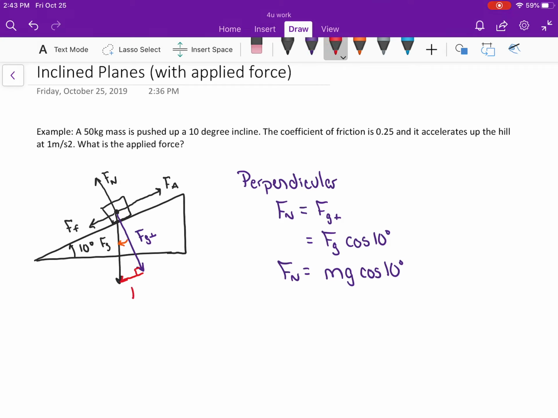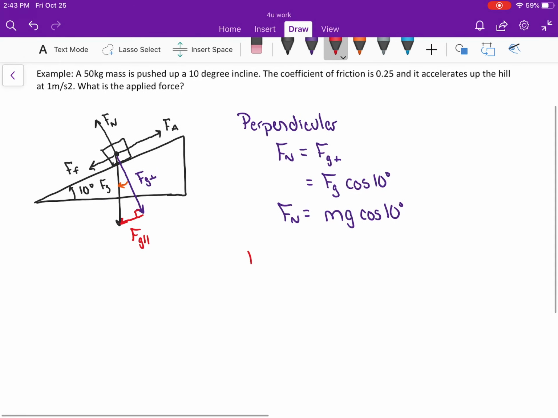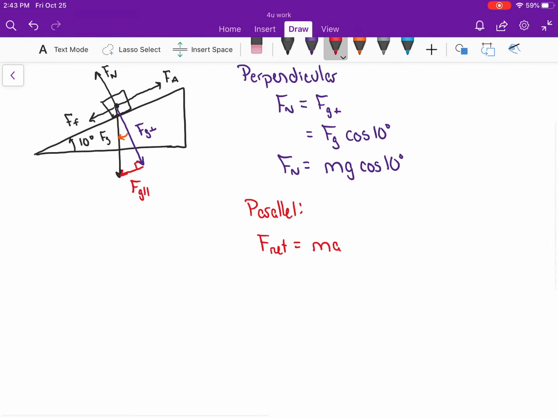If we flip to the parallel component, we've got a parallel component of gravity. We've got a tug of war going on. And the parallel component, if I set up F net equals ma, there's only one force pushing it up the hill. That's the applied force. Eventually, that's what we're going to be figuring out. We've got to push it hard enough to overcome gravity, the parallel component, and we have to overcome friction. That's going to be equal to m times a.